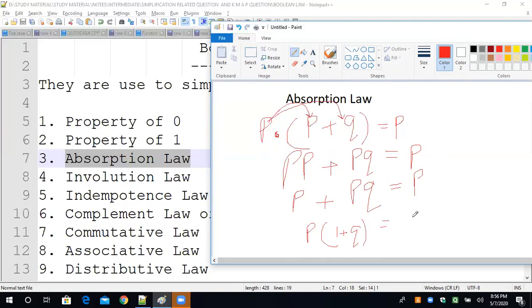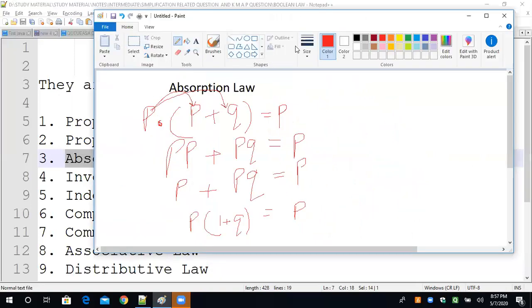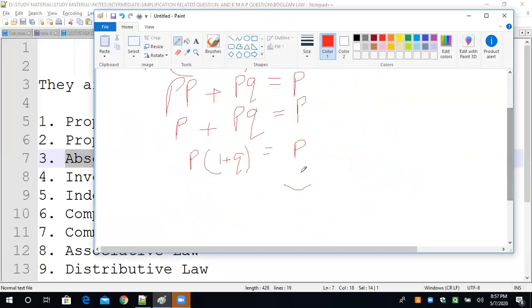So 1 plus Q in the brackets. 1 plus Q can be resolved to 1 because it is a property of 1. So P dot 1 is equal to P. Understand? So now LHS is equal to RHS.